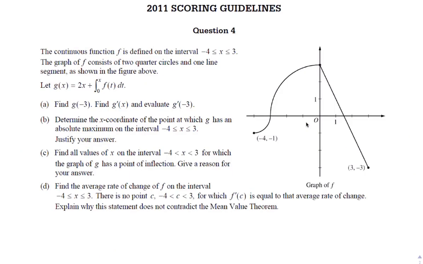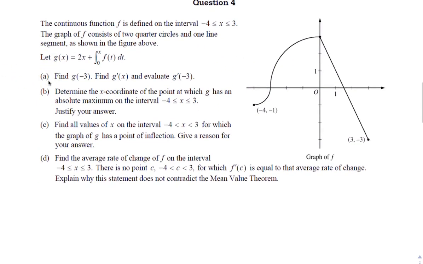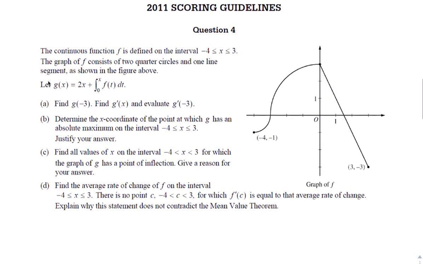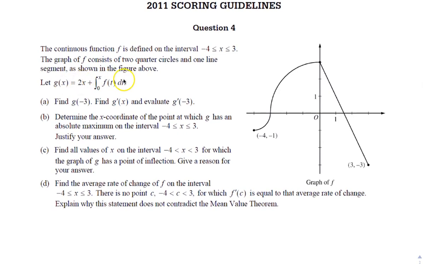So here's another FTC question. It's from 2011. The continuous function f is defined on the interval negative 4 to 3. So here's our function f, continuous. The graph of f consists of 2 quarter circles, here's a quarter circle, here's another quarter circle, a small and a big one, and one line segment as shown above. Let g of x be 2x plus the integral from 0 to x of f of t. And again, we have to find g and g prime.